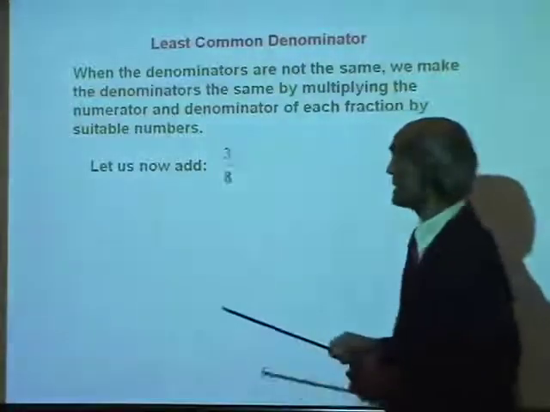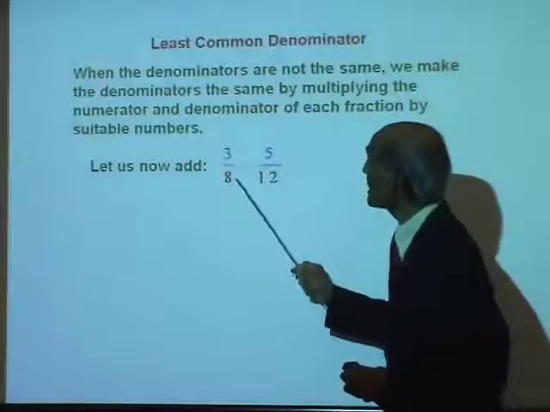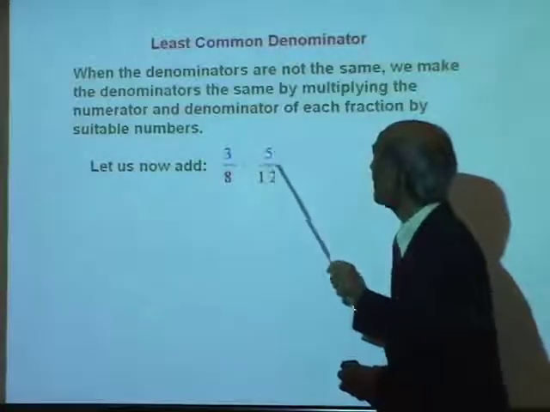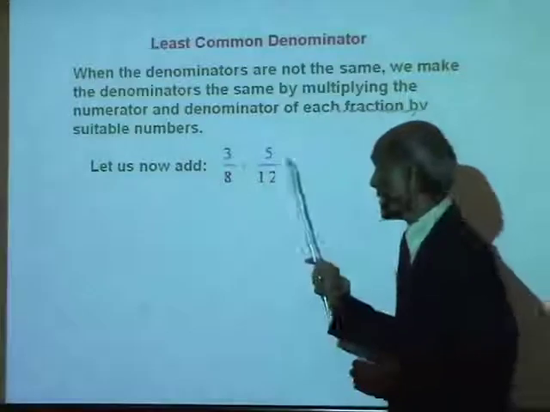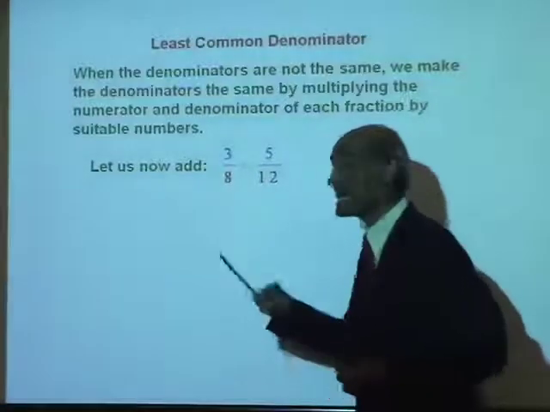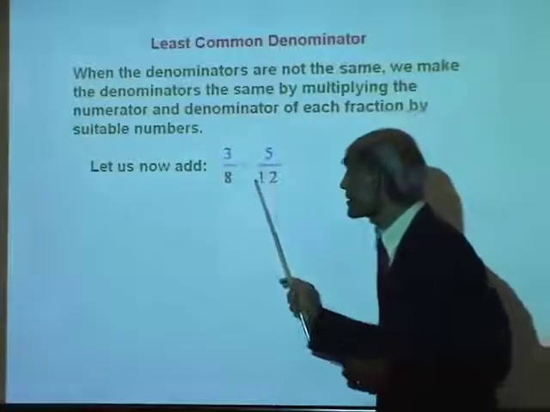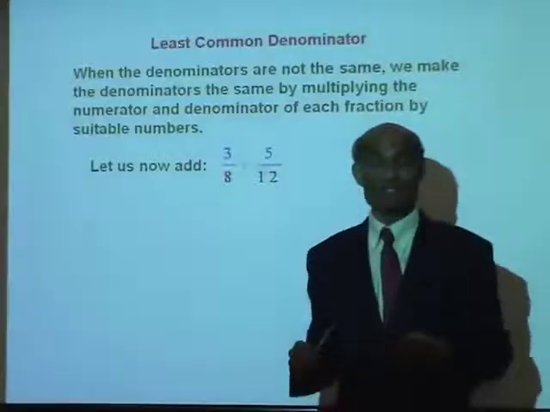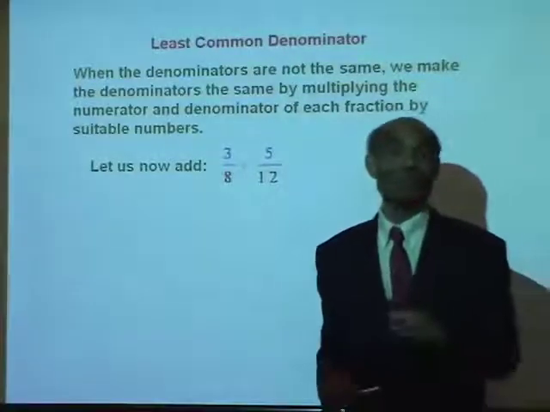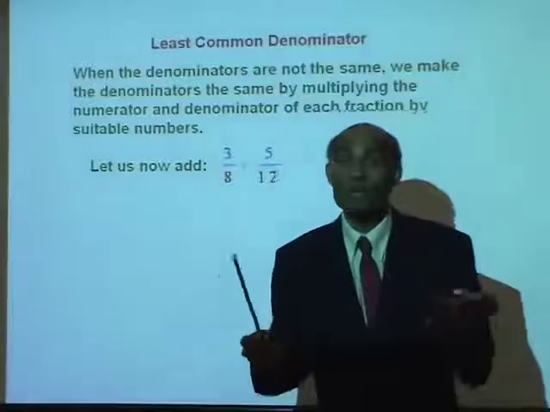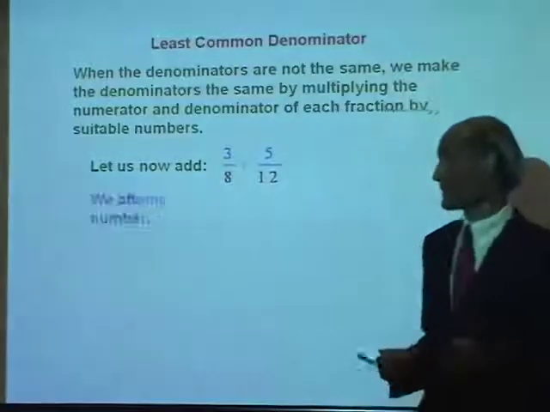For example, let's add 3 over 8 plus 5 over 12. Well, the first denominator is 8. The second denominator is 12. They are not the same. So the question is, what is the common denominator here?